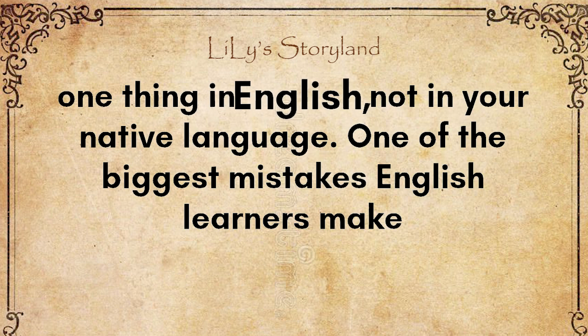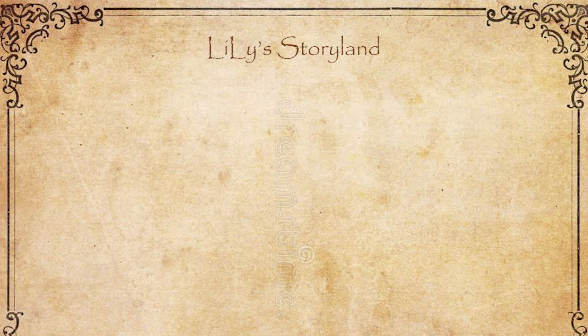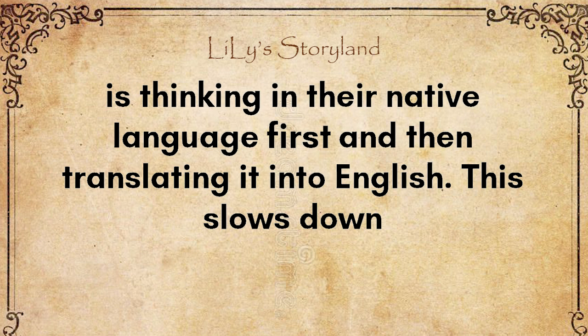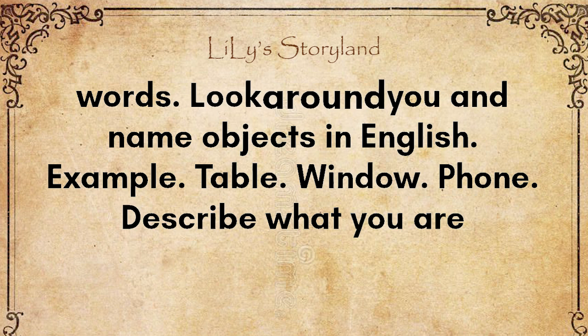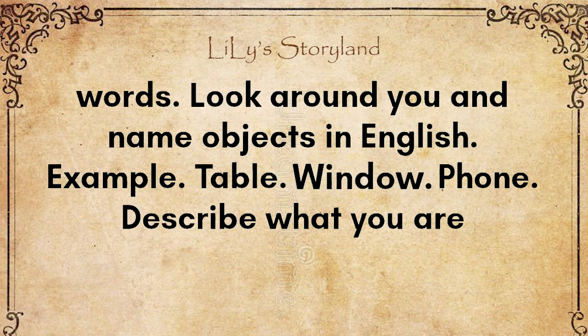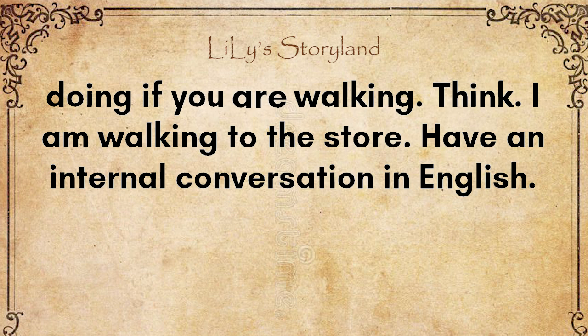1. Think in English, not in your native language. One of the biggest mistakes English learners make is thinking in their native language first, and then translating it into English. This slows down your speech and makes it unnatural. How to train your mind to think in English. Start with simple words. Look around you and name objects in English. Example: table, window, phone. Describe what you are doing if you are walking. Think, I am walking to the store.